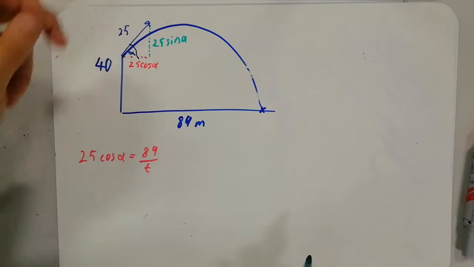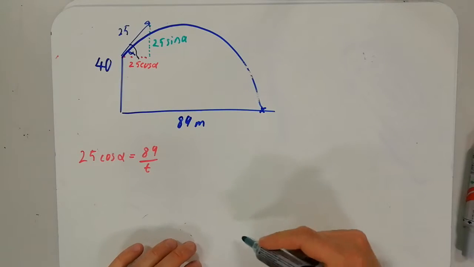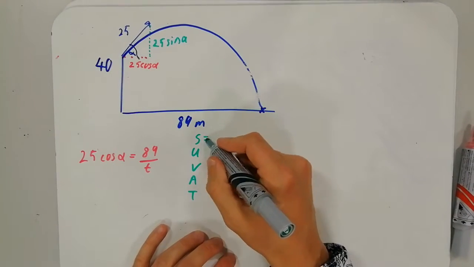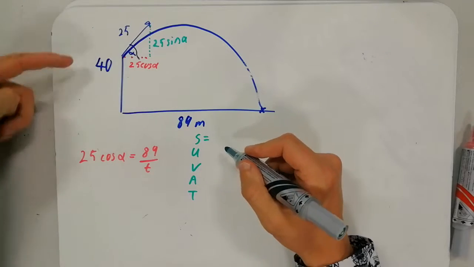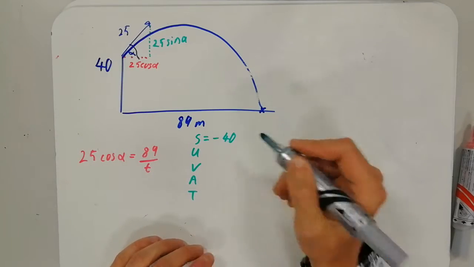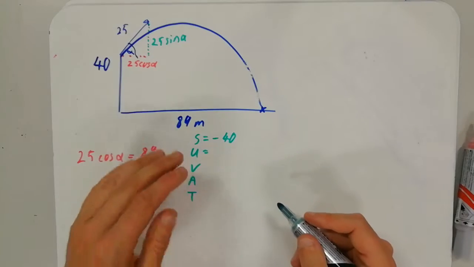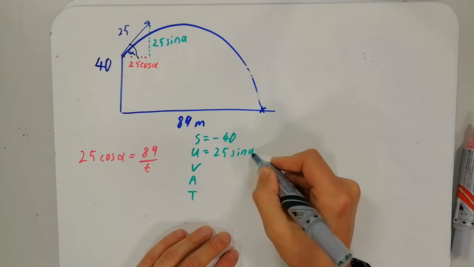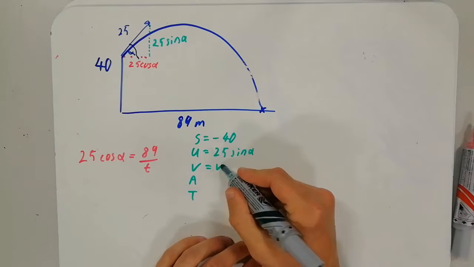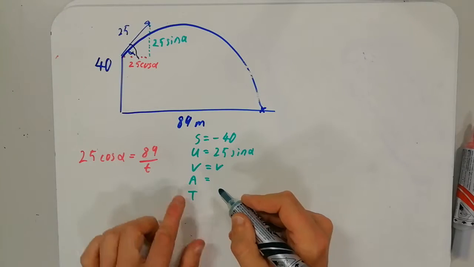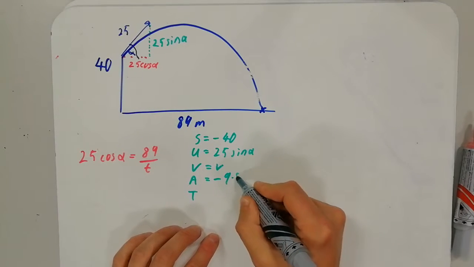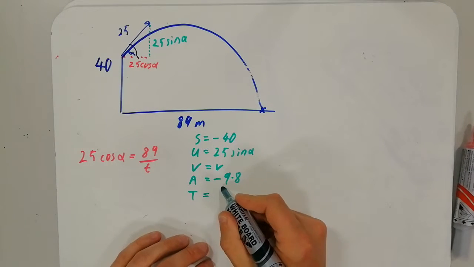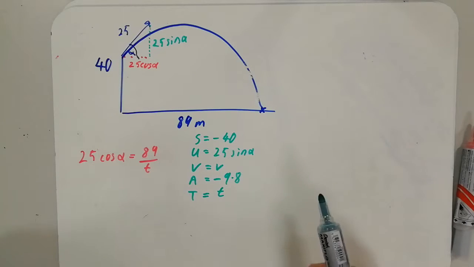Our vertical motion does have acceleration. It's moving under gravity. So for that we are going to need to use Suvat. So our displacement, we know that we've moved down 40 metres, so you must make sure you put it in as negative because you're moving down. Initial speed, 25 sine alpha. Final speed, we don't know that yet, but we'll want to know it. Acceleration, minus 9.8. Again, careful that you have minus because you are going down. And t, well, we don't know how long that takes.